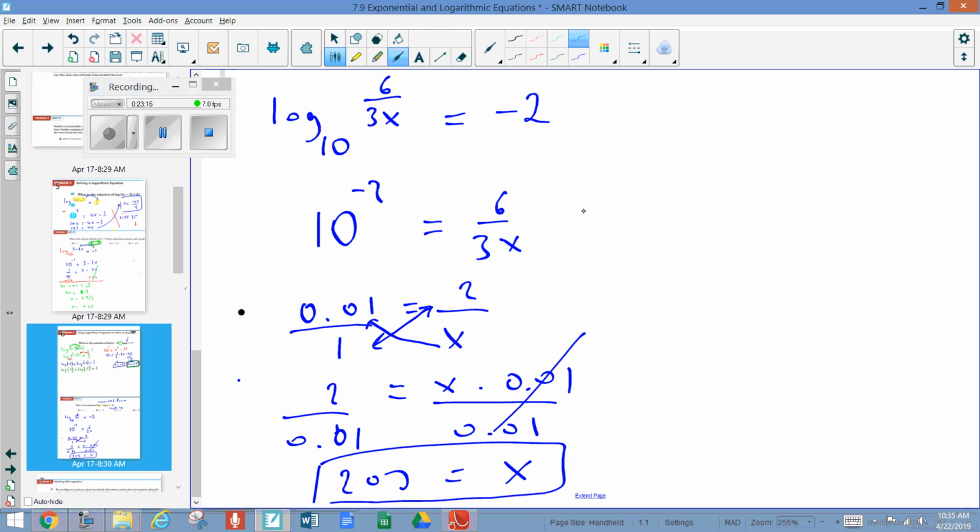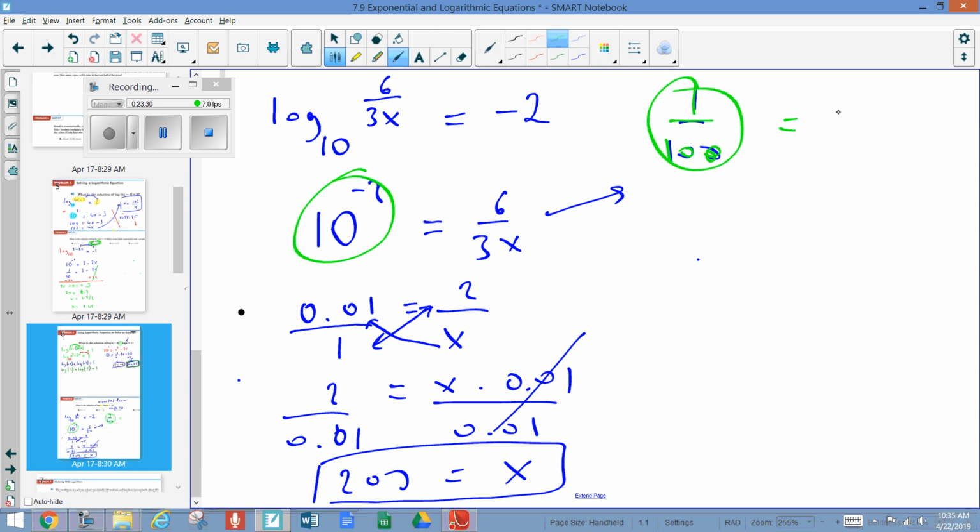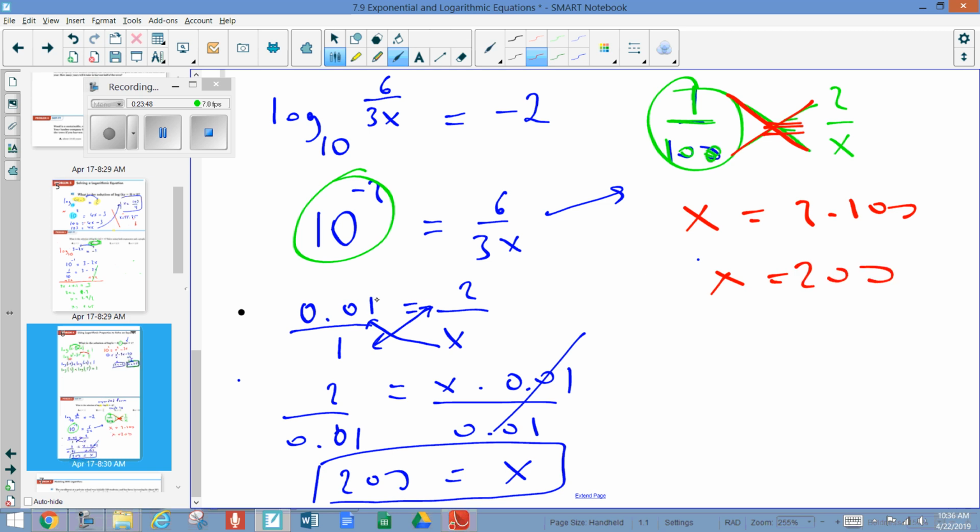Another way, from here, this is 1 over 100, correct? This is 1 over 100, is equal to 2 over x. So this is easier. Do cross multiplication because there's proportion. x is equal to 2 times 100. I converted to decimal, and it didn't work well. If you convert to the fraction like this, you could get 200 faster than the other one.